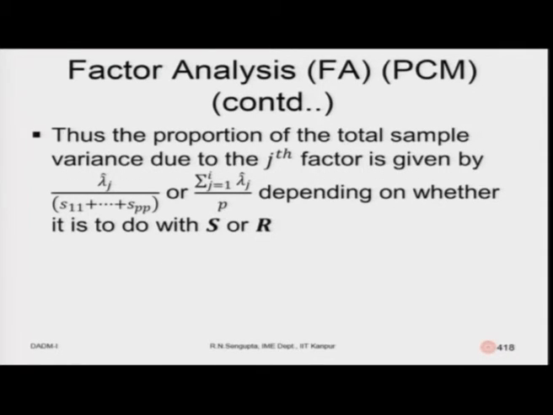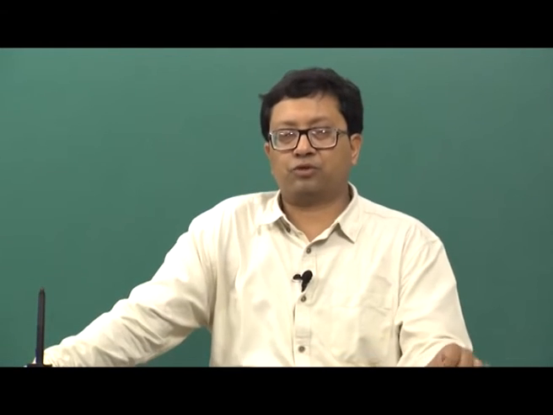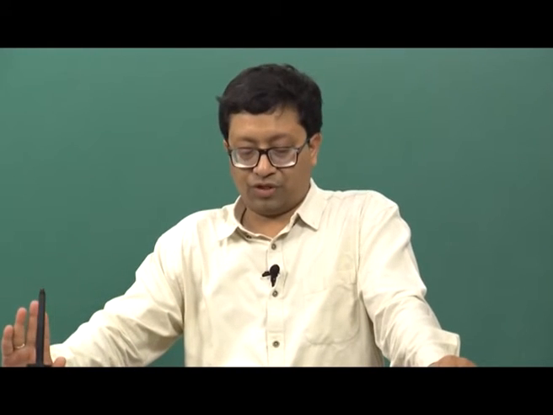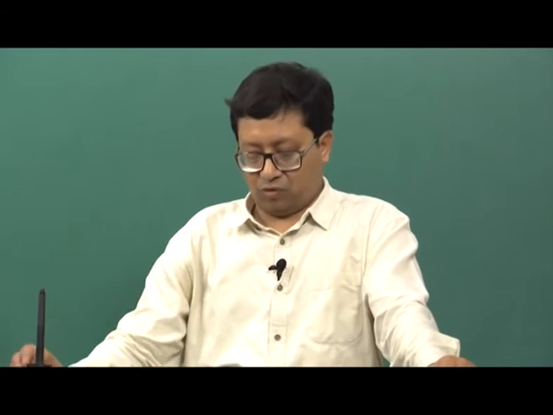Thus, the proportion of the total sample variance due to the jth factor would be given by the ratio of the eigenvalue divided by the sum of the principal diagonal, which is S11 till SPP, depending on whether it is to do with S or R. S would correspond to the case when we have the sample, and R would correspond to the population value. So, what I am saying is that for the population, I have the counterpart from the population, which is the correlation coefficient. So, based on that we can do the calculations.